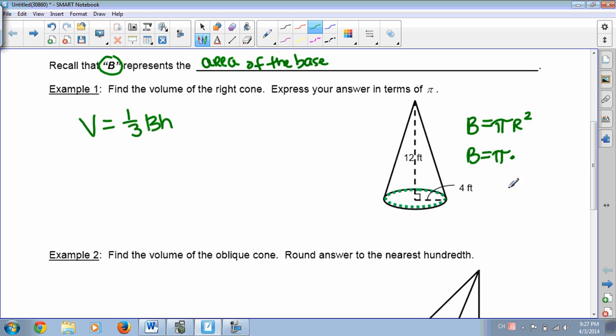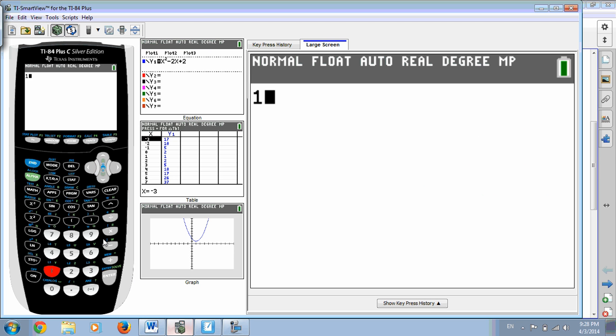So pi times radius squared. Our radius is 4 feet. 4 squared, or 4 times 4 is 16 pi. 16 pi is the area of our base. Okay, so we have volume is equal to 1/3 times 16 pi times our height of the cone, which would be 12. So we're answering in terms of pi, so we want to put 1/3 times 16 times 12 into our calculator. So 1/3 is just simply 1 divided by 3 times 16 and then times 12.